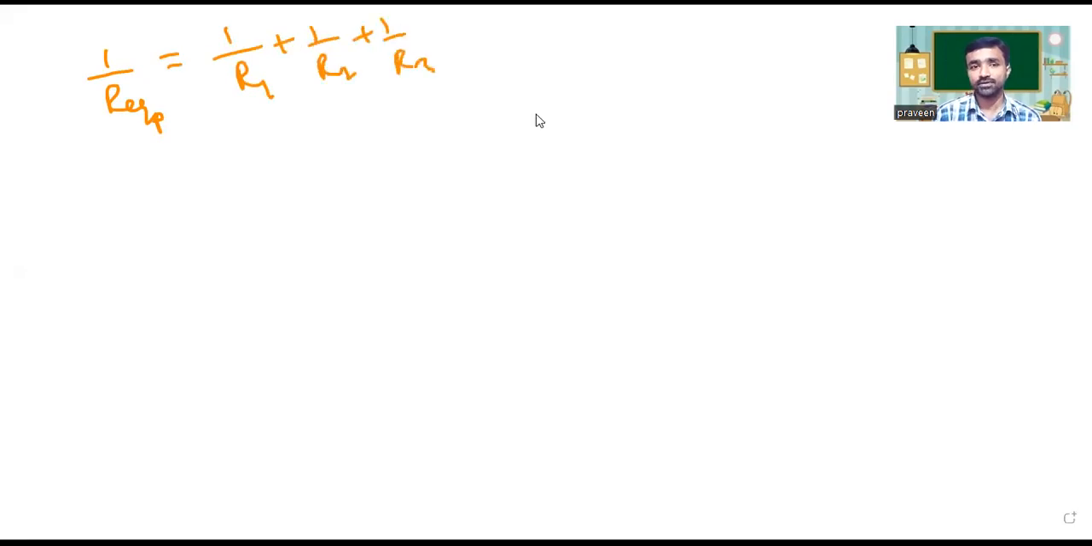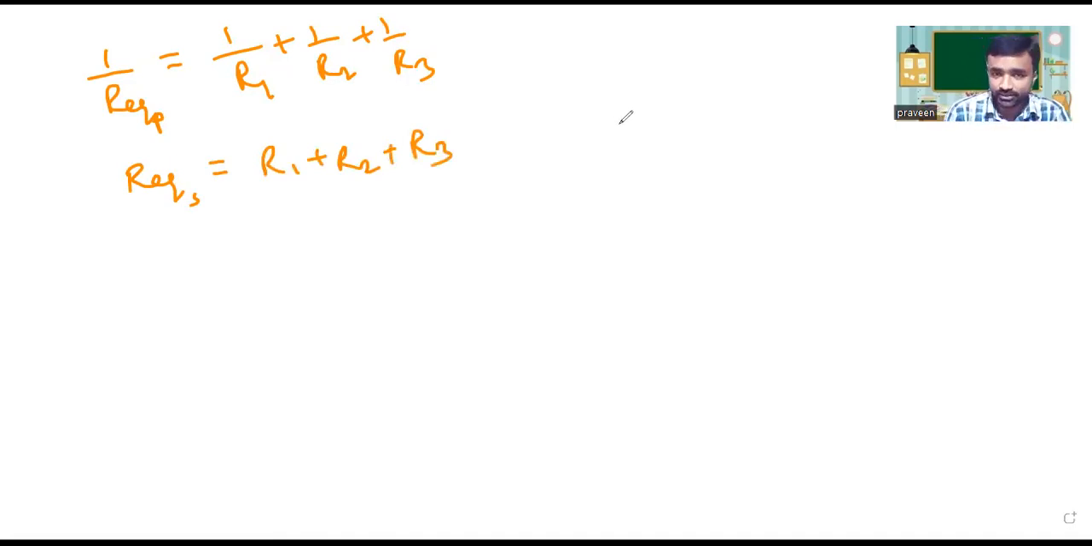Right? In series combination, I used the code R equivalent S. S stands for sum and series. So it is the sum of the resistors, R1 plus R2 plus R3. To avoid the confusion, I am keeping logic like this: which is reciprocal, which is sum. So series, sum, direct.